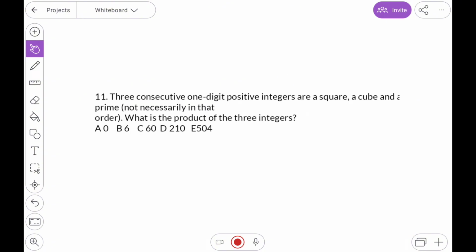Remember, there is no change. I will give you 3 seconds, pause the video, solve the problem, start the video, and then we go through the problem.